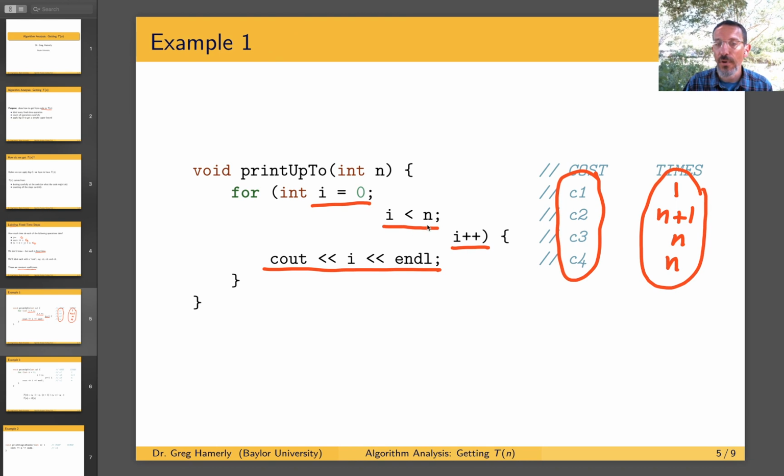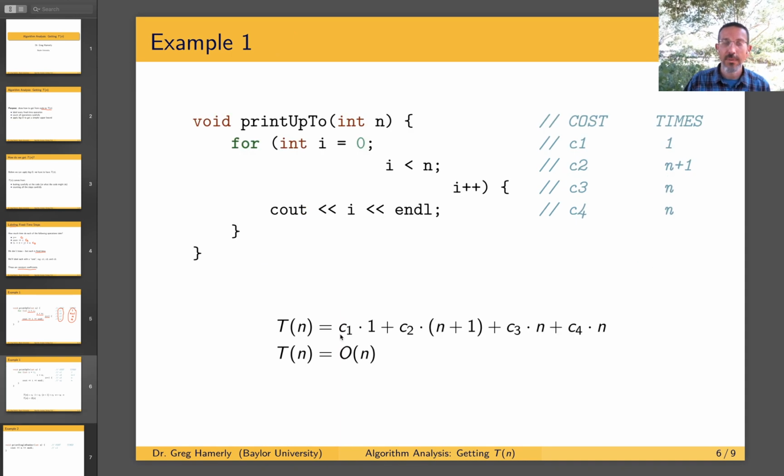The total cost of all the executions of this step are C2 times quantity n plus 1, C3 times n, and C4 times n. So that's what we end up with. Okay, we have C1 times 1, C2 times quantity n plus 1, C3 times n, and C4 times n.